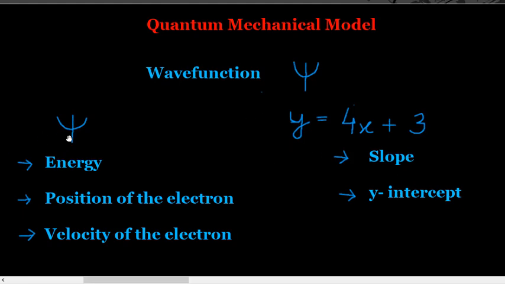Similarly, a wave function gives us information about the energy of the electron, the position of the electron, and the velocity of the electron. But this expression alone does not give us the information about the electrons. A slight modification in this expression gives us all these three pieces of information. The core idea of the wave function is that it describes an electron in a region of space.